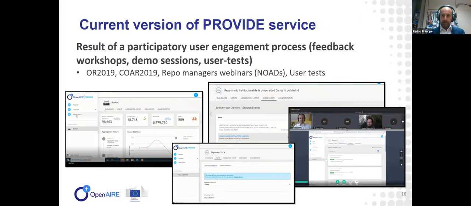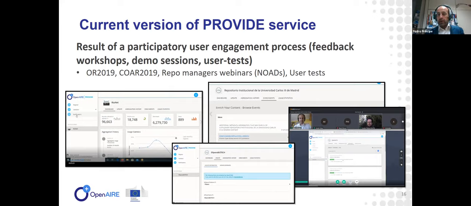It's important to say that we have put a lot of effort into this. It's not perfect, but the current version of the provide, the version that we released in early May this year, is the result of a participatory process with several interactions. We did 3-4 workshops where we did demos and collected feedback from end users, and also some webinars. After we released this version, we did some more user tests to check some of the functionalities.